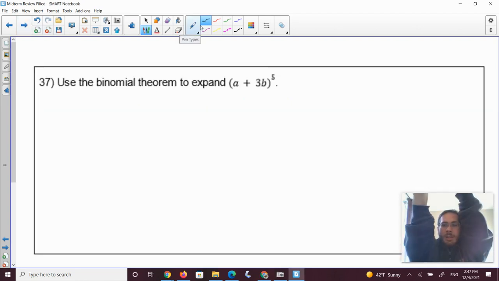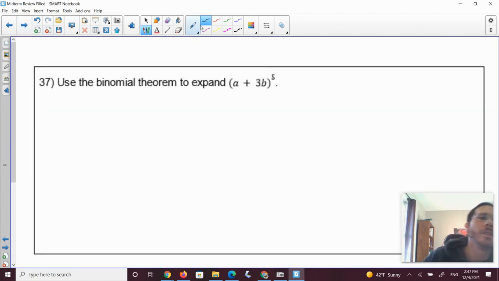All right, so we've reached the end. So final question is, use the binomial theorem to expand a plus 3b to the 5th power. So for the binomial theorem, we know that we have to use Pascal's triangle for this one. So this time I didn't give it to you, so you actually have to figure it out.